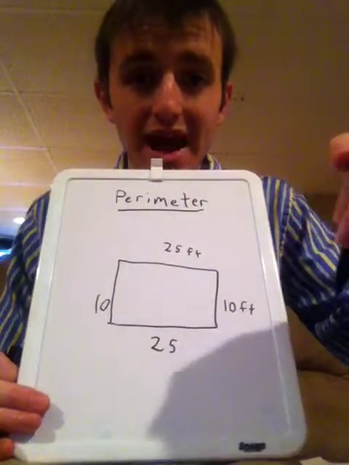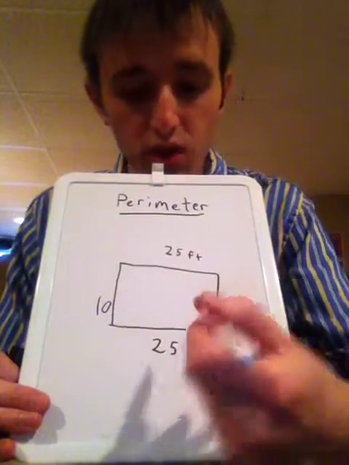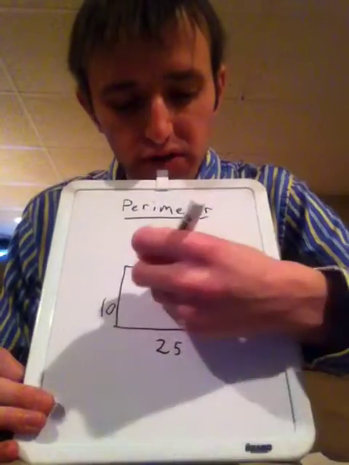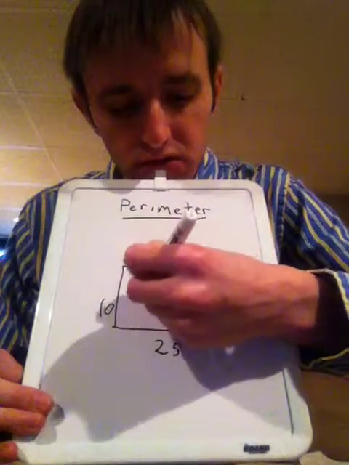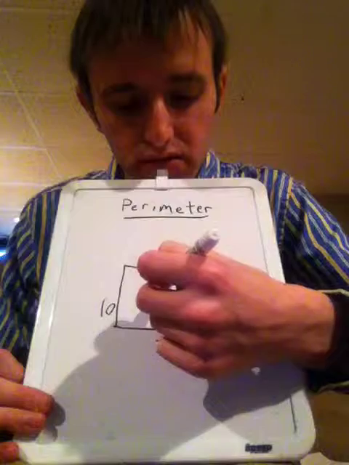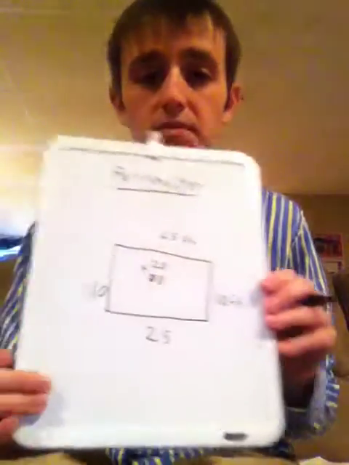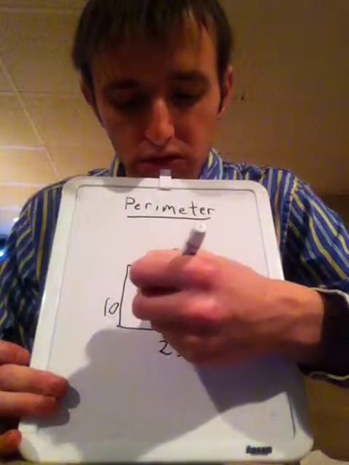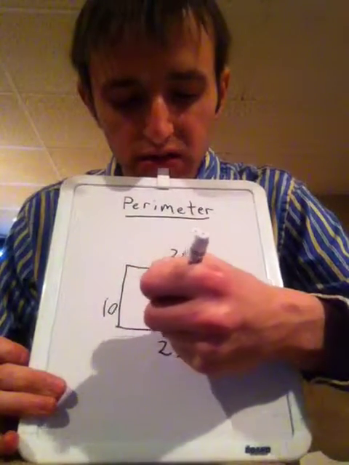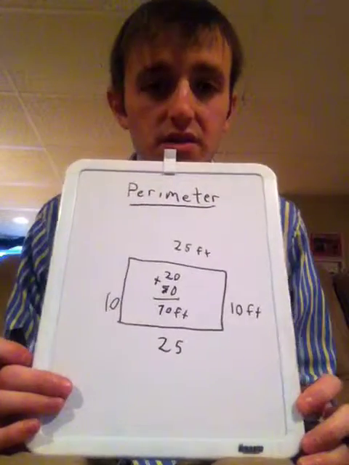The rim of a cup is the outside of it. 10 plus 10 is 20. You can just put it inside if you want to. 25 plus 25 is 50. We're going 5 backwards here. Okay? Which ends up being 70 feet of fence that you would need on the outside. Alright, let's do one more.